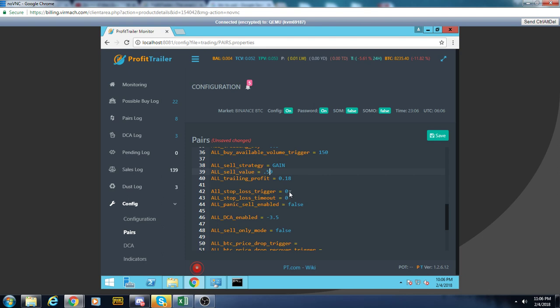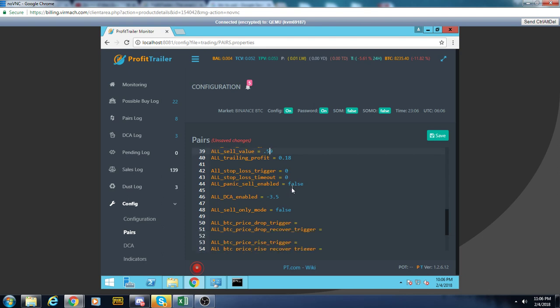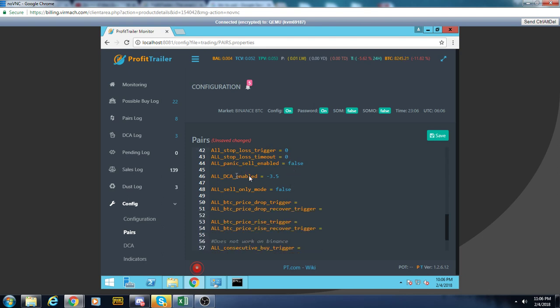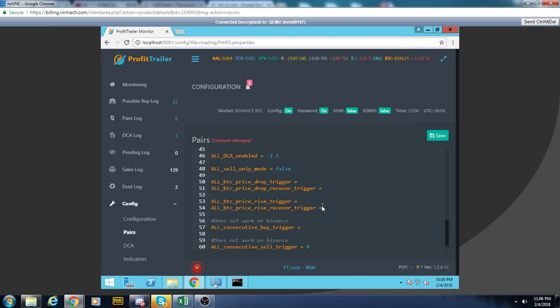Nothing major. Stop loss trigger, no stop loss. I don't need a stop loss with my DCAs. All DCA enabled is at -3.5%. That's the same as my other DCA files. Now, I don't have Bitcoin percentage price drops. I used to have these triggers, but I got rid of them.